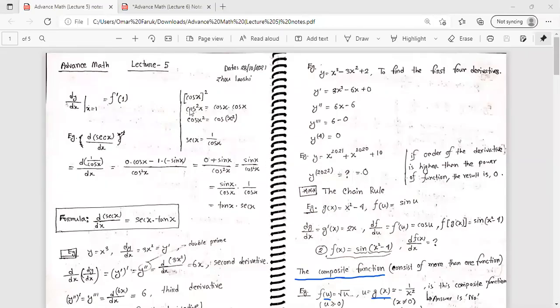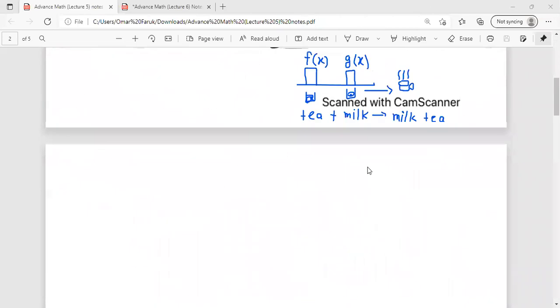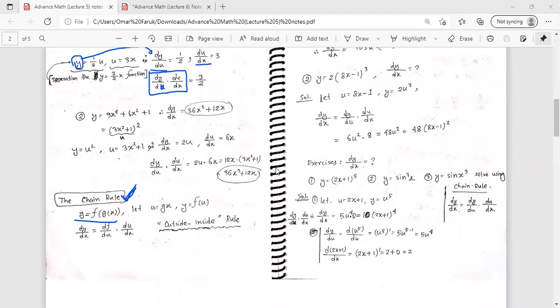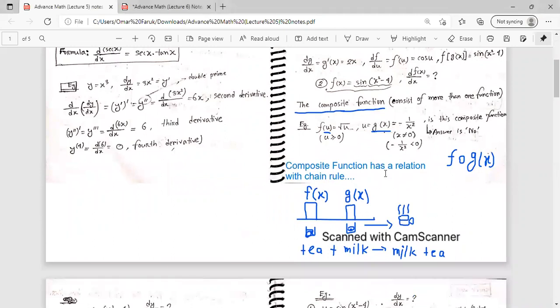So today we will talk about lecture 5 of advanced mathematics. Here we have composite function, chain rule, and parametric equation. Okay. So firstly, let's understand what is a composite function. Composite function is related with our chain rule.